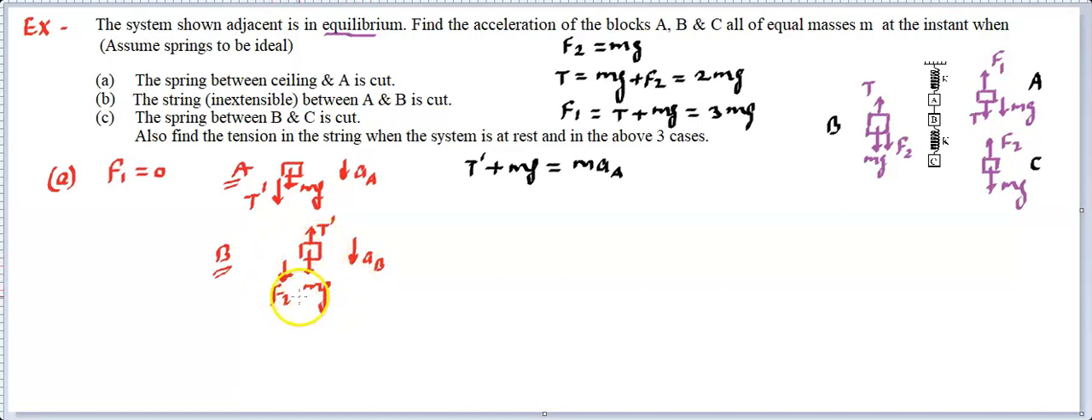So the total force downside is going to be F2 plus mg. So you're going to write it as F2 plus mg minus T dash is equal to MAB. Now F2 we already know is mg, so you can further simplify it. After simplification, it is going to be mg plus mg, that is twice mg, minus T dash is equal to MAB. Every block has the same mass m, so that's why we are writing so.